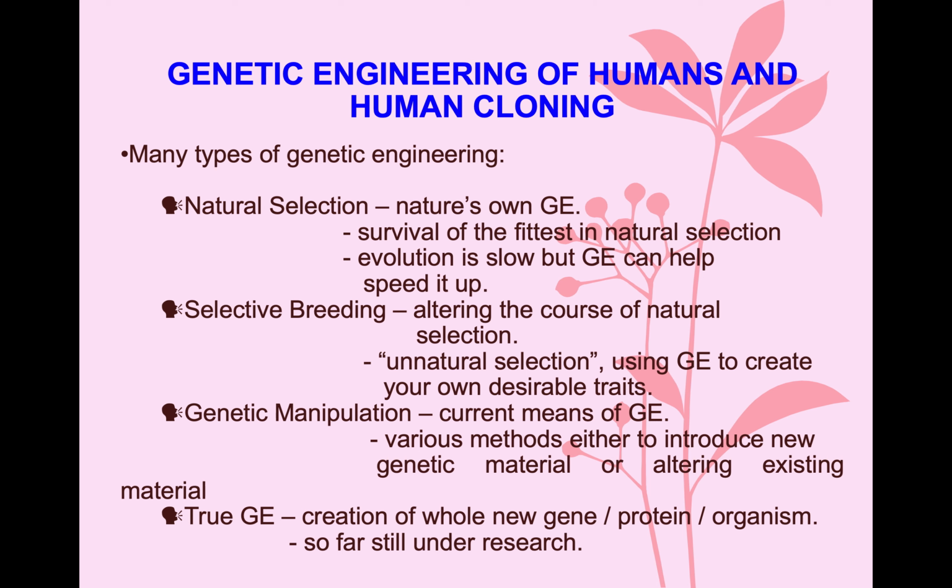Using natural selection, evolution still occurs, but it's very slow. Of course nowadays GE could help speed it up. Selective breeding is done by altering the course of natural selection. This is also referred to as unnatural selection, using GE to create your own desirable traits. And of course, the most recent type of GE would be genetic manipulation, the current means. Various methods could be used, including CRISPR, which will be towards the end of this chapter, either to introduce new genetic material or to alter existing material.